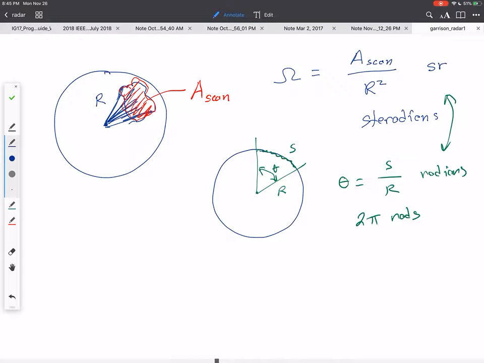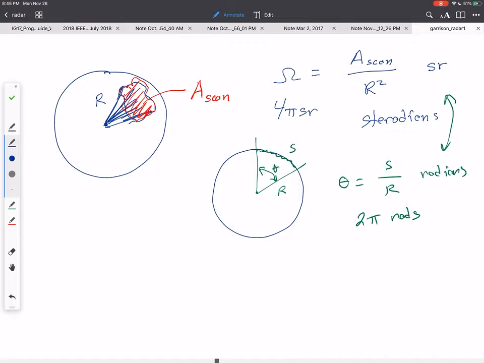Of course, in a complete circle there are 2 pi radians, and in a complete sphere there are 4 pi steradians, right? Because the area of a sphere is 4 pi r squared. So if my area covers the entire sphere, it is 4 pi. I'm sorry, 4 pi r squared is the area, with dimensions of area.